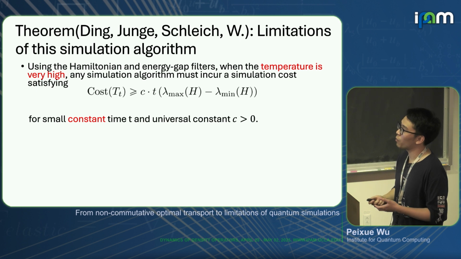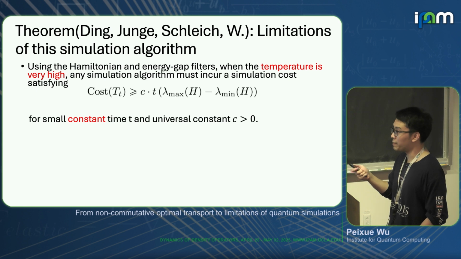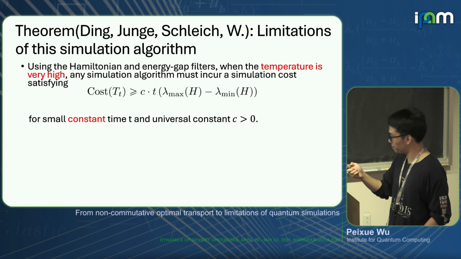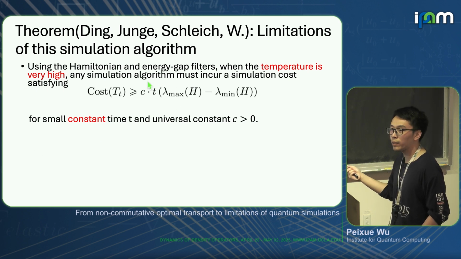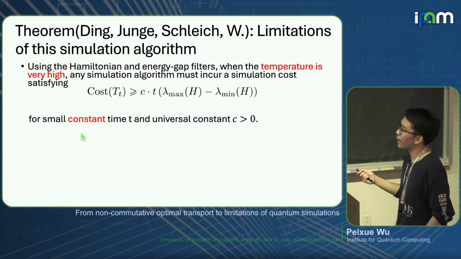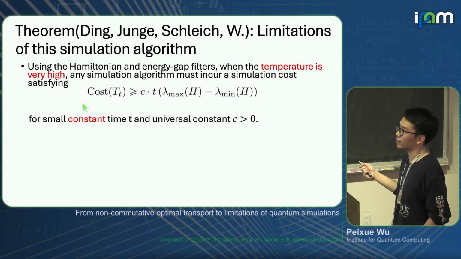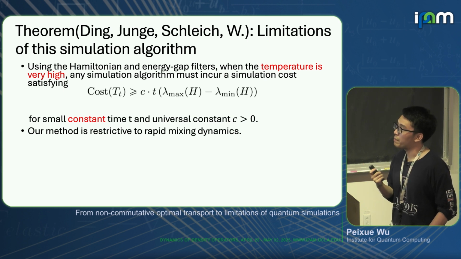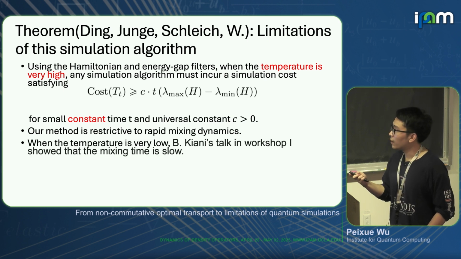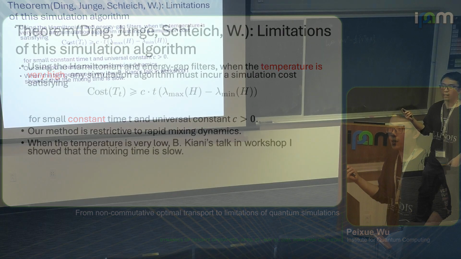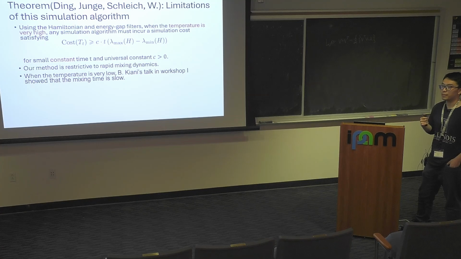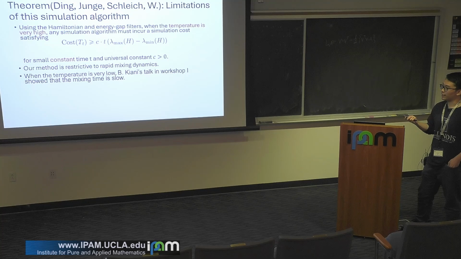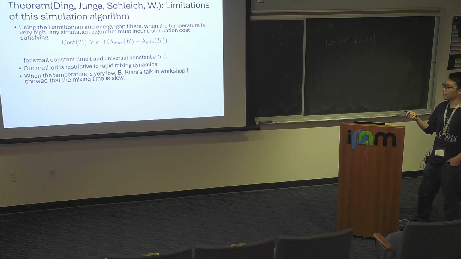In this case, we can show that the lower bound must be limited by this energy gap, the largest energy gap of the Hamiltonian. Usually, the right-hand term is linear in n, or polynomial in n. And because we assume high temperature, we can even relax the time from a small time to a small constant time, by this rapid mixing property for this Lindbladian. And the remark is that our method here is actually restricted to rapid mixing dynamics if you want to get a constant time lower bound. And in the last workshop, Kiani's talk, he talked about the slow mixing of this Gibbs sampler. He showed that when the temperature is very, very low, the mixing time is very large, so that mixing is very slow. It's exponential in n, actually.